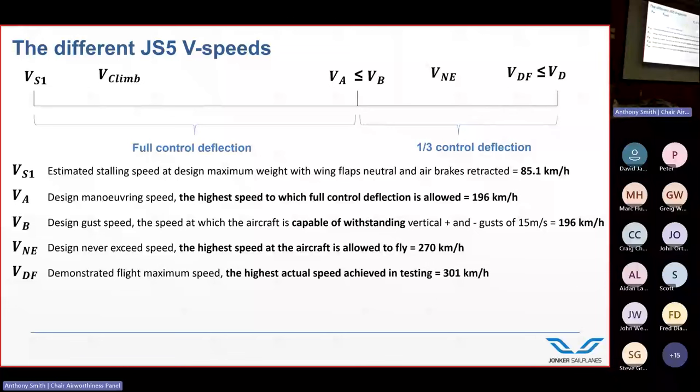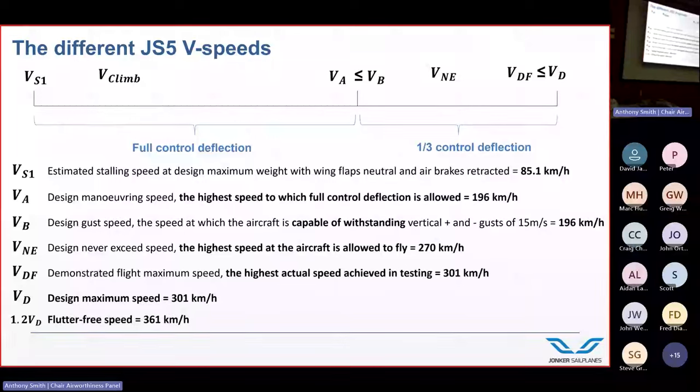Therefore, VDF is 301. We select VD as 301, or we design it for 301, and we selected VDF the same. And obviously, then we have to show it's flutter free until 361 kilometers an hour. So in our opinion, for such a big aircraft, these are quite low speeds, quite acceptable speeds.